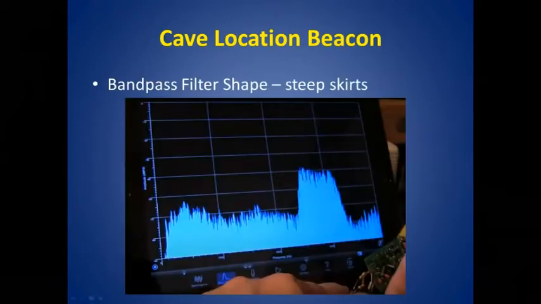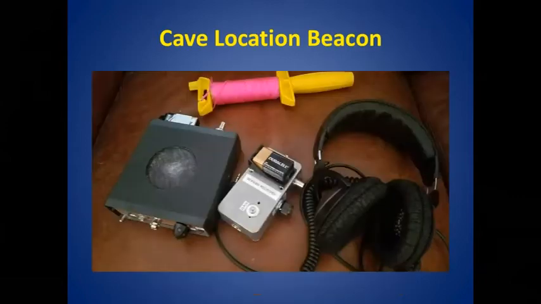Here's a look at the filter shape. You can see that there's a very steep skirt on the filter itself, so it's blocking out all of the other noise here, and we're looking at 20 or 30 decibels of noise attenuation away from where we're actually trying to find the signal, and that's extremely helpful when we're in a noisy location.